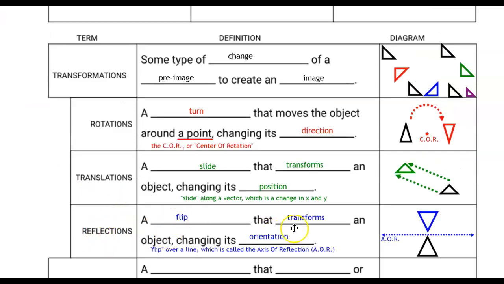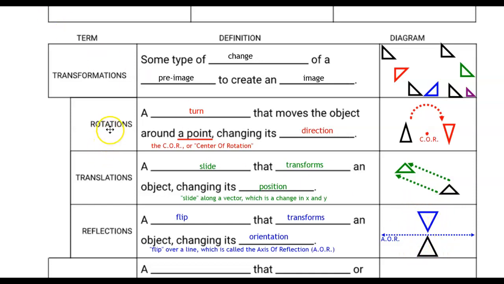Next, let's talk about reflections. Reflections are flips that transform an object and change its orientation. Now, when you think about flipping over a line, that line is called the axis of reflection, the AOR, and we drew in this axis of reflection here. This axis of reflection allows us to take every single point from the original, which is called the pre-image, and turn it into a new image on the other side of that axis of reflection, the same distance away from the axis of reflection for each point.